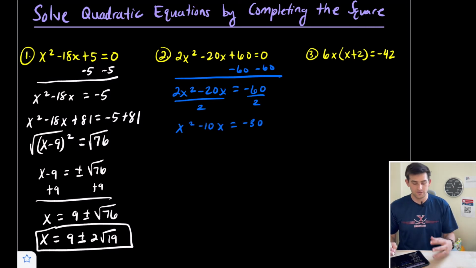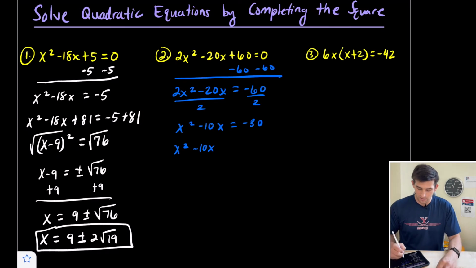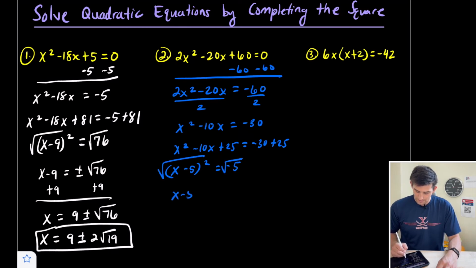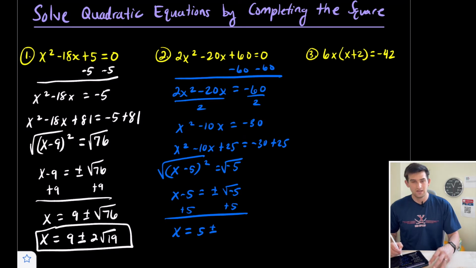Now we can complete the square. We have x squared minus 10x. Let's take negative 10 and divide it by 2 to get negative 5, and we square that and get 25. So we have negative 30 plus 25, and this gives us x minus 5 quantity squared is equal to negative 5. Now we can take the square root of both sides, and we get x minus 5 is equal to positive or negative square root of negative 5. Let's add 5 to both sides. So x is equal to 5 plus or minus the square root of negative 5.